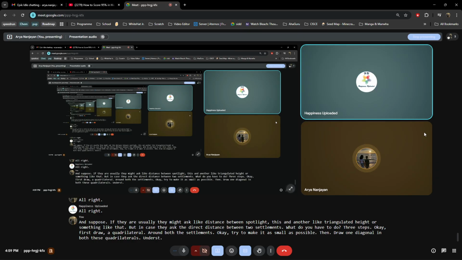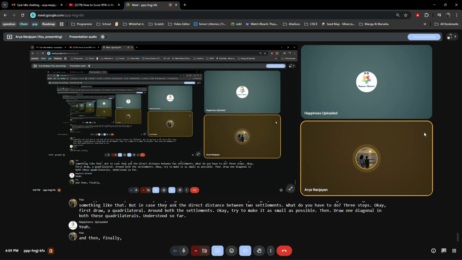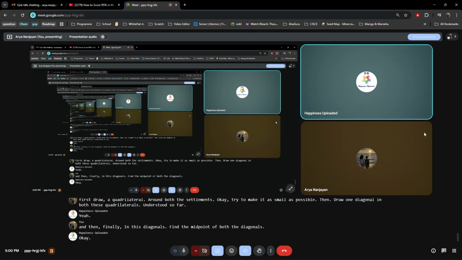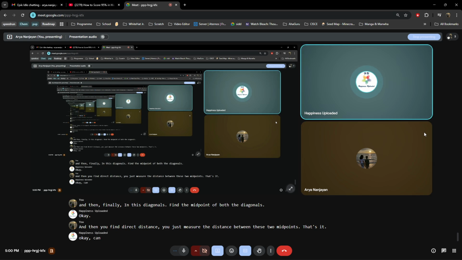Then draw one diagonal in both these quadrilaterals. And then finally, find the midpoint of both the diagonals. And then to find the direct distance, you just measure the distance between these two midpoints. That's it. Can you show it once with a visual example?